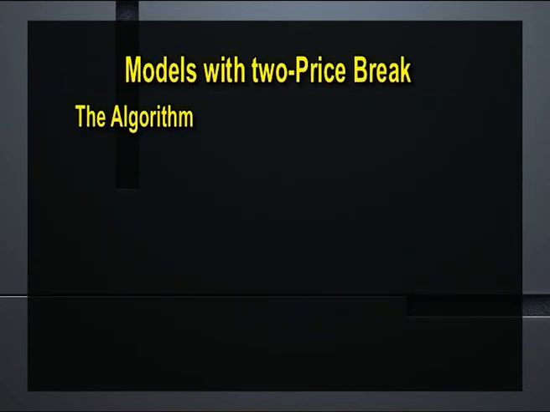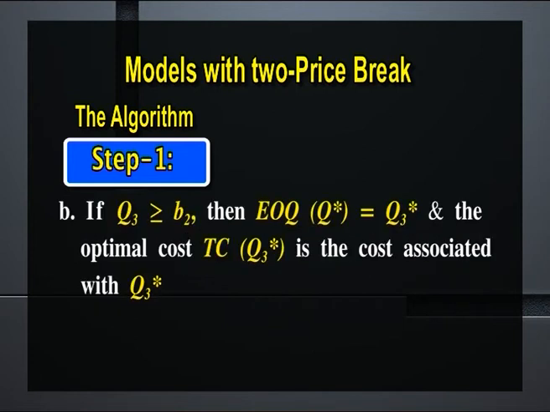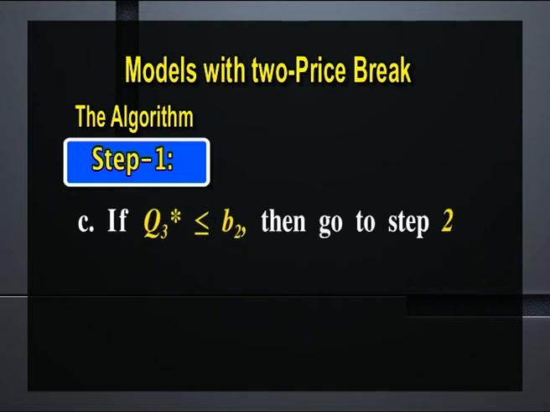The algorithm. Step 1: Consider the lowest price, that is C3, and determine Q3 star by using the EOQ formula. If Q3 star is greater than or equal to B2, then the EOQ Q star is equal to Q3 star, and the optimal cost TC of Q3 star is the cost associated with Q3 star. If Q3 star is less than B2, then go to step 2.